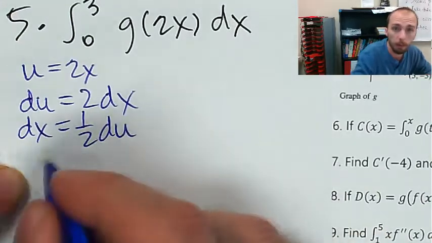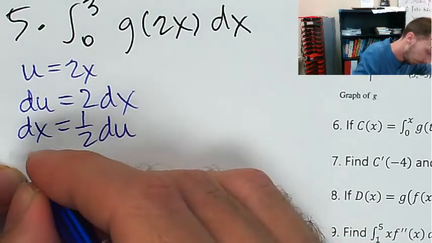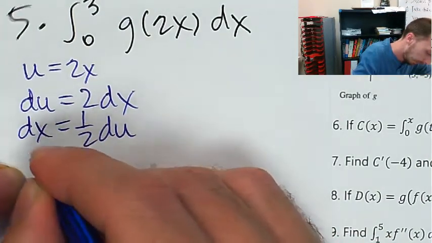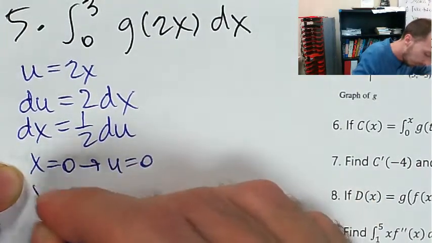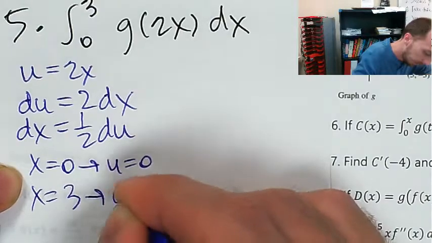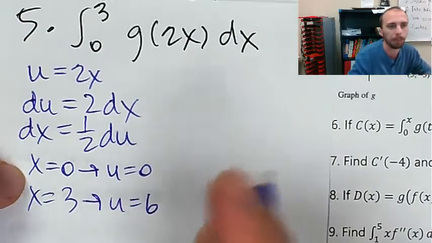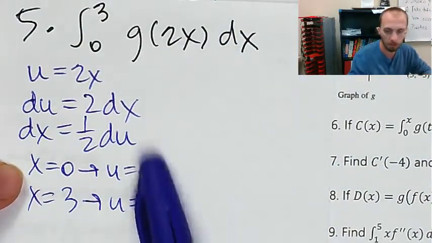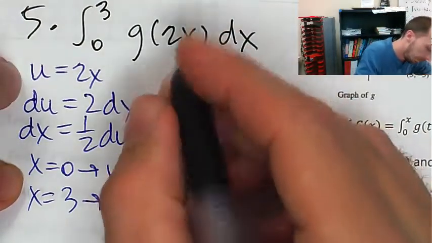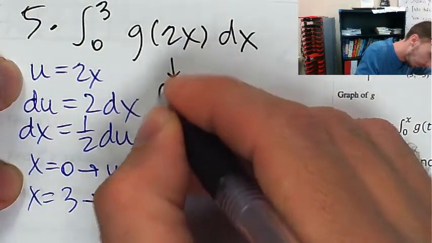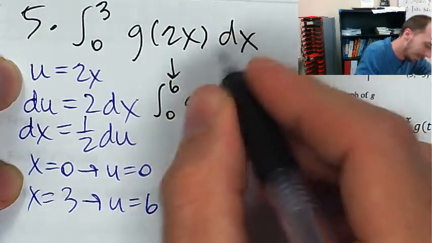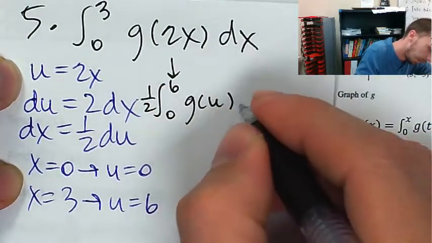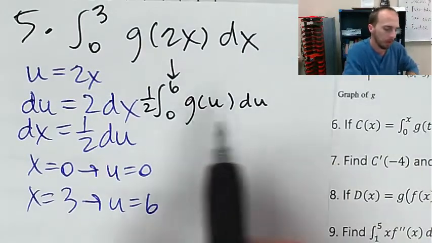And I'm also going to need to convert my bounds of integration. So when x equals 0, that gives me u equals 0. And when x is equal to 3, that gives me u equals 6. Okay. So now, after my change of variables, I'm going to have this equaling the integral from 0 to 6 of g of u times dx is half of du. So I'm going to write the half there and the du over here.